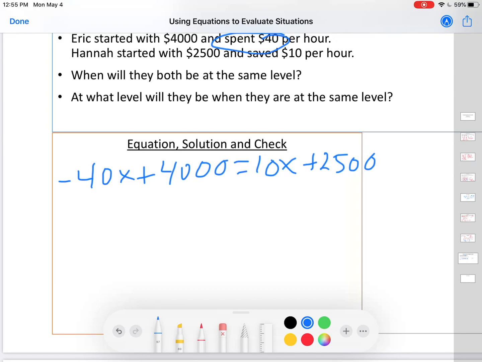40 is negative because he spent money. 4,000 is positive because it's an amount he started with. He's not owing that money. He has the money. 10 is positive because she's saving. And 2,500 is positive because she has that money. She doesn't owe that money.